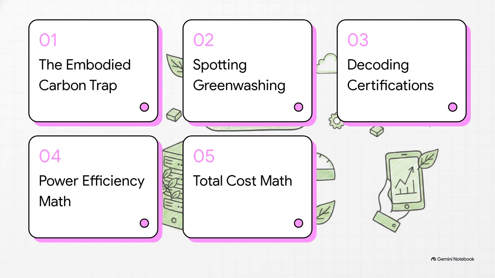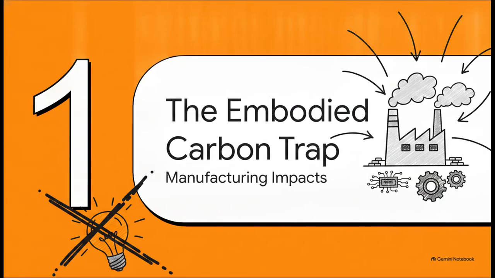Here's our battle plan for today. We're covering the embodied carbon trap, analyzing greenwashing, decoding hardware certifications, and finally, doing the actual math on both power efficiency and total cost of ownership. Starting off with Section 1, the embodied carbon trap.